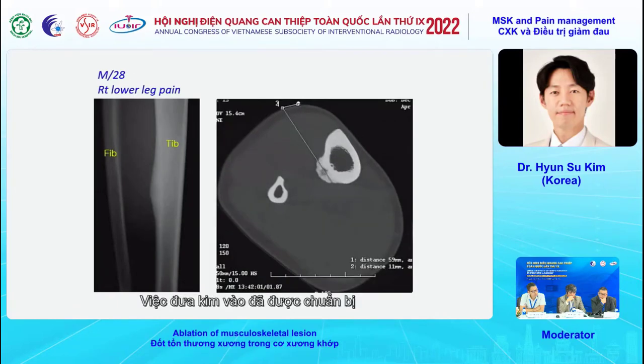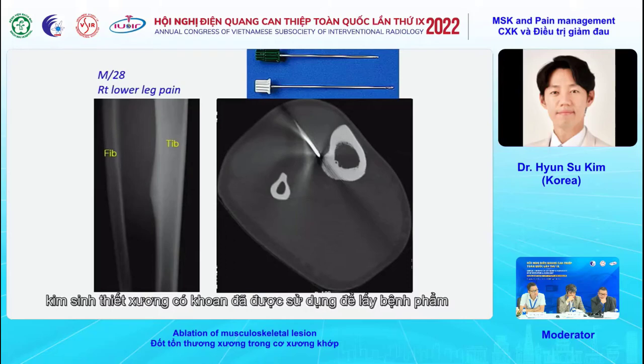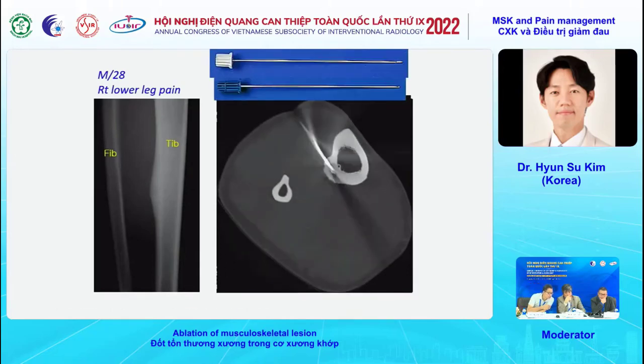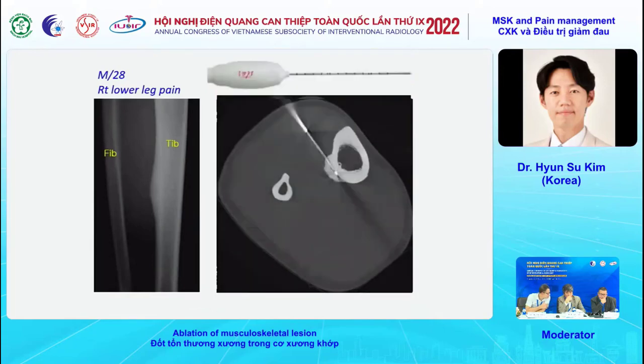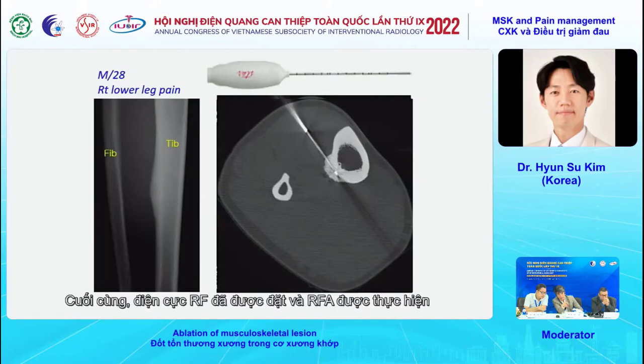A track for the insertion of the needle was planned. Then the bone biopsy needle with drill were used to obtain tissue samples and to make a path to insert the RF electrode. We believe drilling across the tumor itself has certain therapeutic effect as it crushes the tumor tissue. Finally, the RF electrode was placed and RFA was performed.